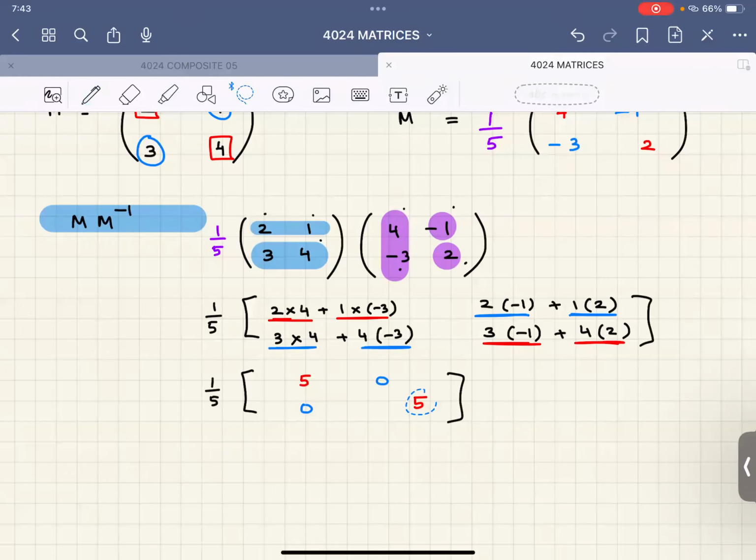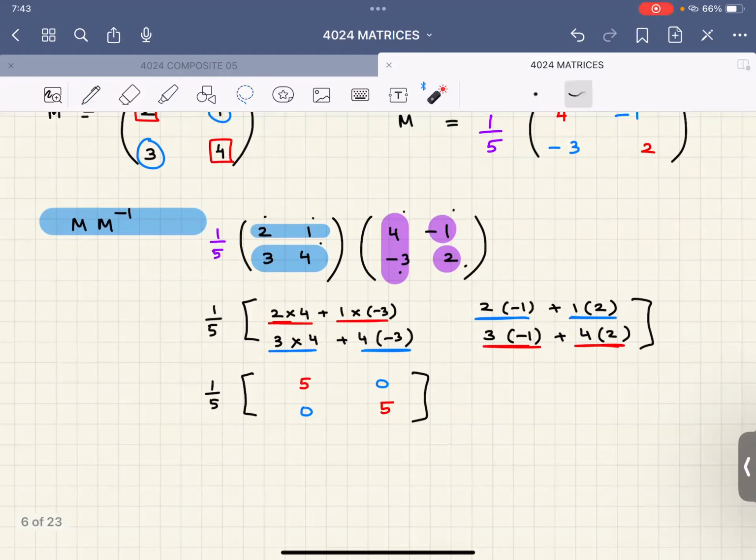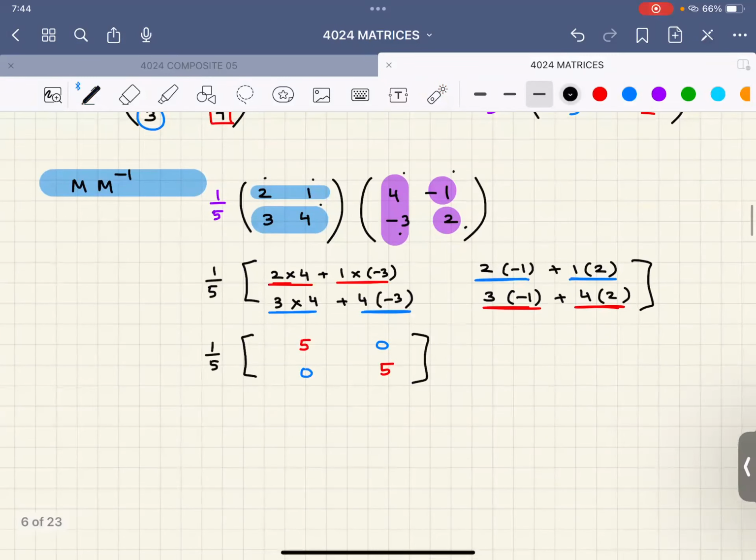And let me just shift this 5 over here. Let me shift this bracket over here. Can you see this bracket? Now there's 1/5 over here. There are 2 zeros. There are 2 5s. 1/5 of 5 is 1. 1/5 of 5 is 1. So therefore, this simplifies to 1, 0, 0, 1.